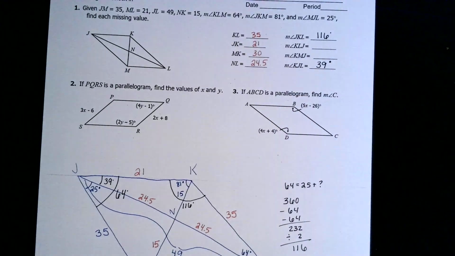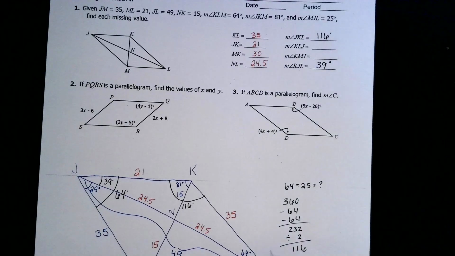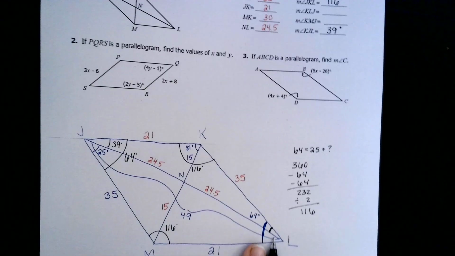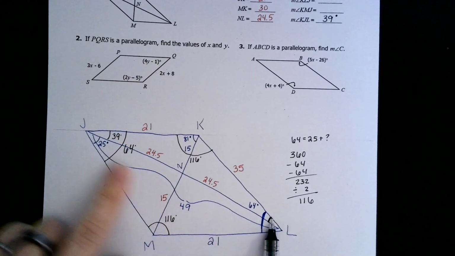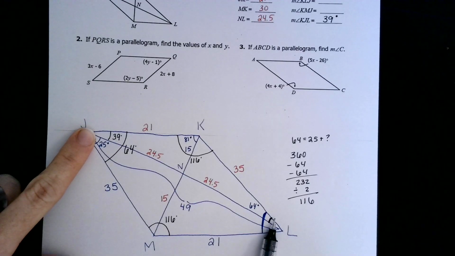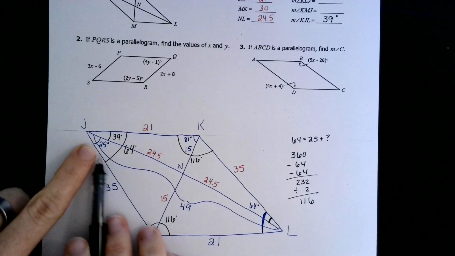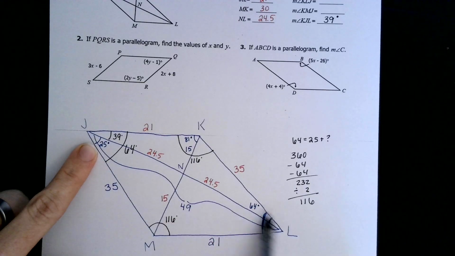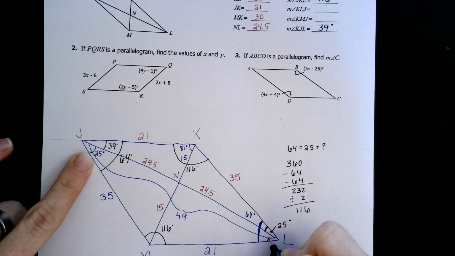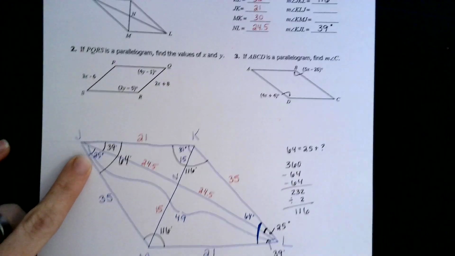Next up, we need KLJ. KLJ is going to be this little one here. So it's smaller than 64 degrees. So we got to figure out which one of these angles it corresponds with, because it's an alternate interior angle. So it does not go with 39 because that wouldn't be alternate. Our alternate would be on the opposite of the line, so it's going to be 25 degrees. And we're going to label this one as 39 degrees.